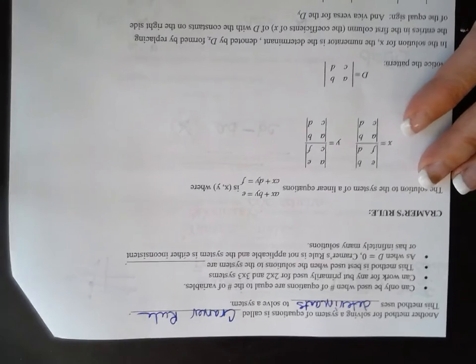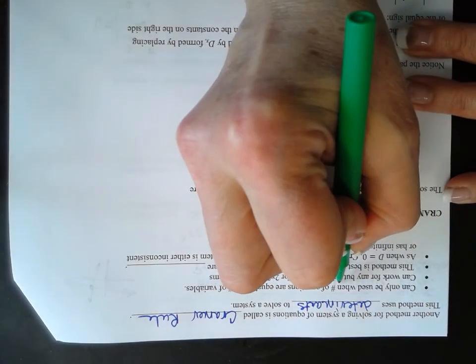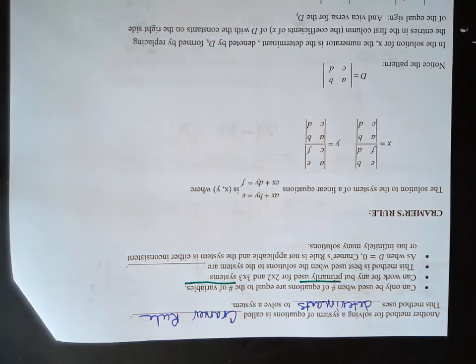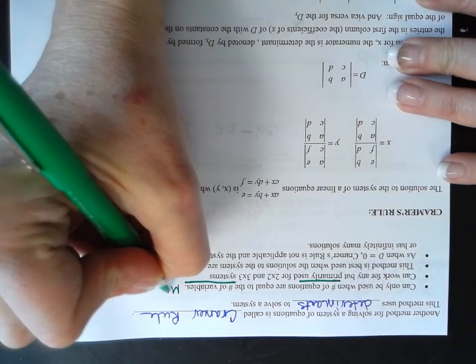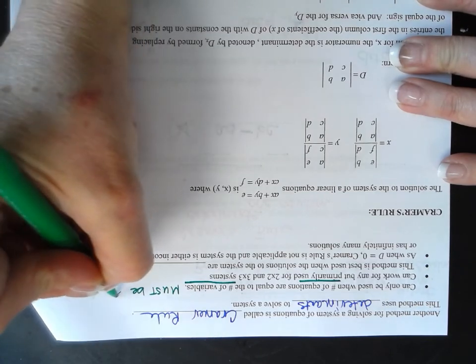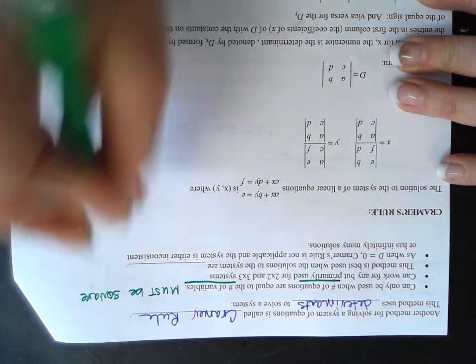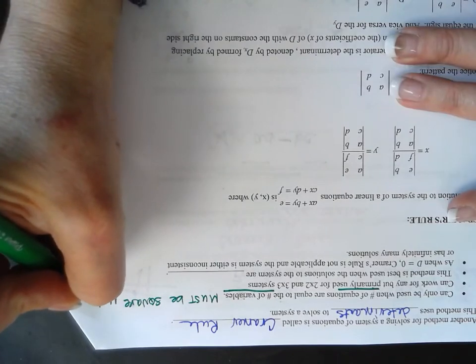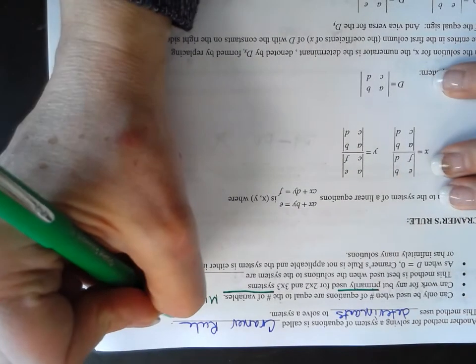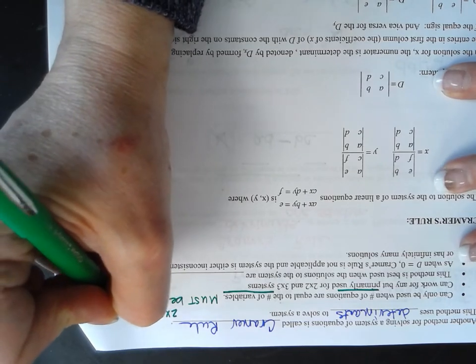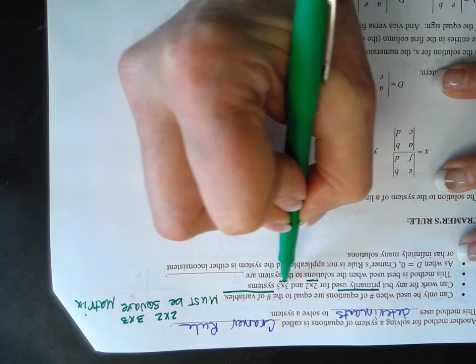Okay, there's a couple rules for Cramer's rule. First off, the number of equations has to equal the number of variables. That means it must be a square matrix. So you can't do it on like a 3x4. It has to be a 3x3 or 2x2. It primarily only works for 2x2s and 3x3s.